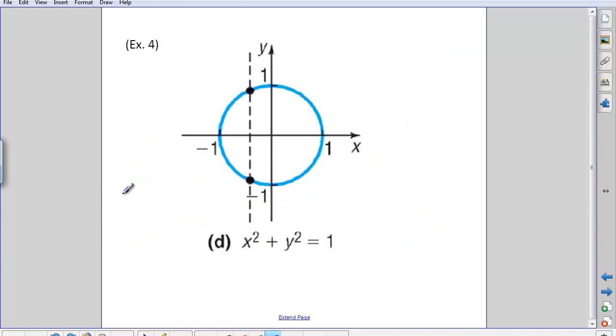Is this one a function? Okay, hopefully you see the vertical line that can be drawn, again crossing that graph more than once. So it fails the vertical line test. This is not a function.